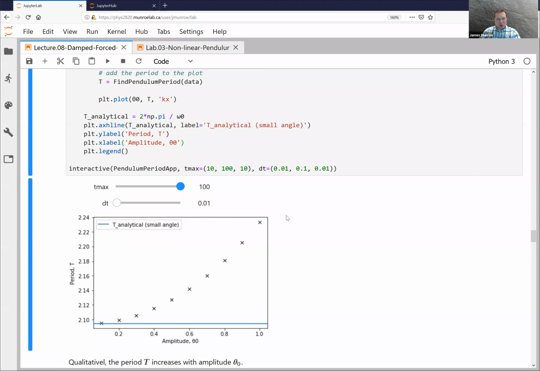So that's the graph of how the period depends upon the amplitude. Qualitatively, period increases, looks to be sort of quadratically, with the amplitude. For small amplitudes, you wouldn't notice, but it does slow down all the way through.